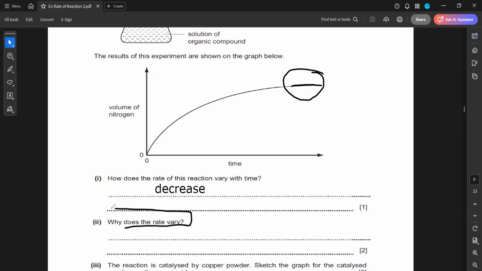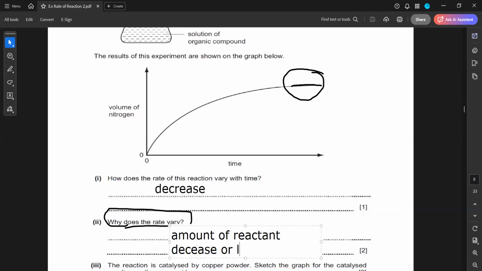Why does the rate vary? Like why is the rate changing? What is the reason for that? The amount of reactant decreases, so the number of collisions will decrease. So the amount of the reactant decreases, or fewer collisions in a unit time.